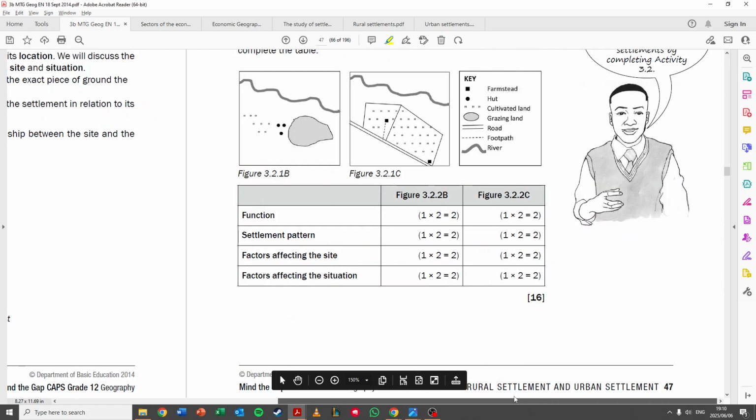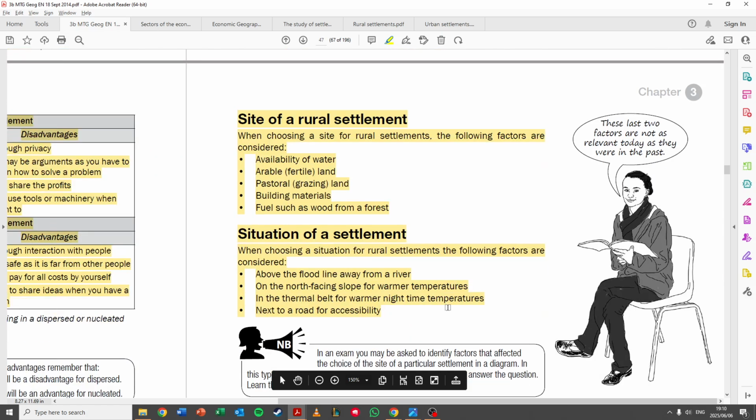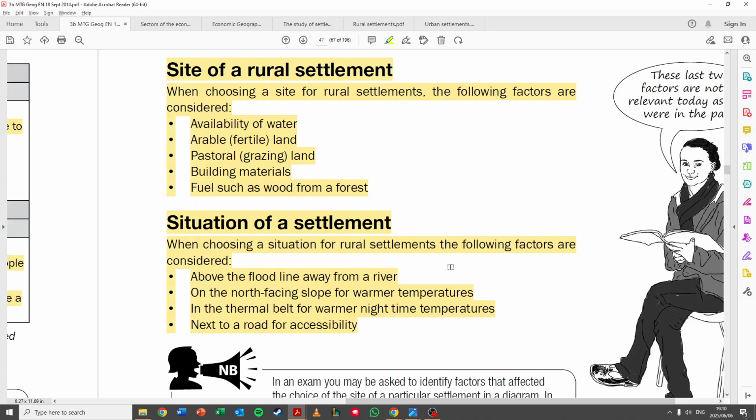Okay. Next, let me just quickly go up here. The site of a rural settlement, there are obviously a few factors that are going to affect this. Now, I remember when we had this lesson, and I know I said this quite a few times, a lot of these factors are not as important today as they were 100 or even 200 years ago, such as water.